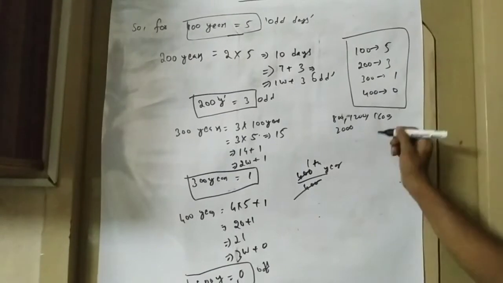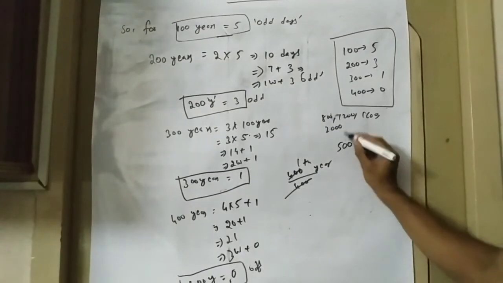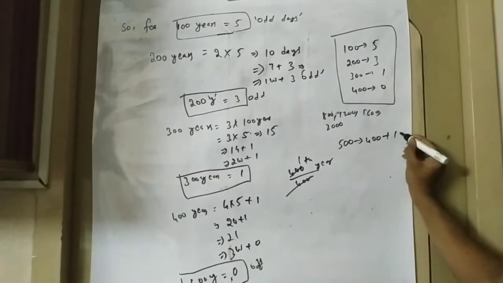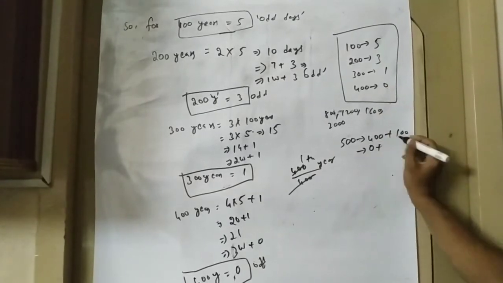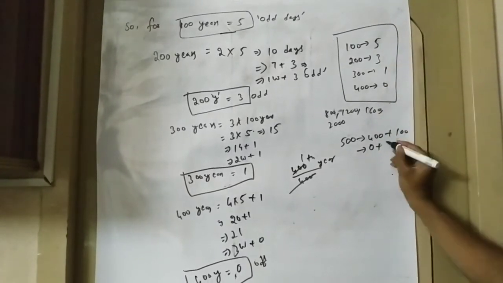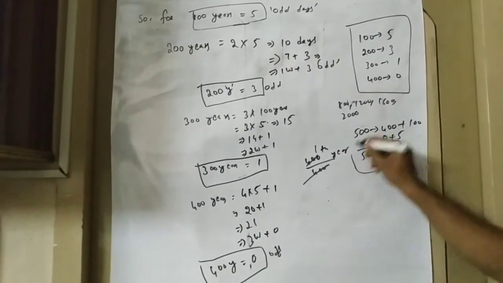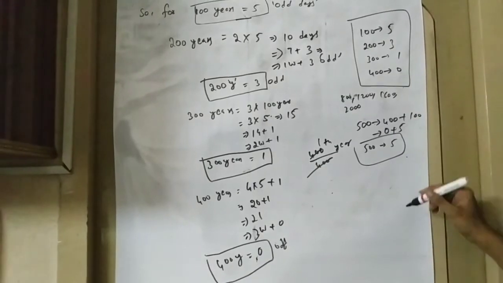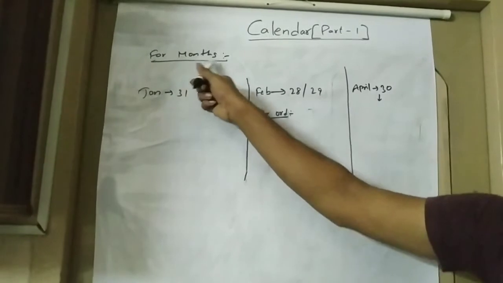If they ask for the number of odd days in 500 years, you can directly split it like 400 plus 100. For 400 years, there will be 0 odd days, and for 100 years, there are 5 odd days. So for 500 years, there will be 5 odd days. So the cycle will be repeated, like 5, 3, 1, 0, 5, 3, 1, 0.